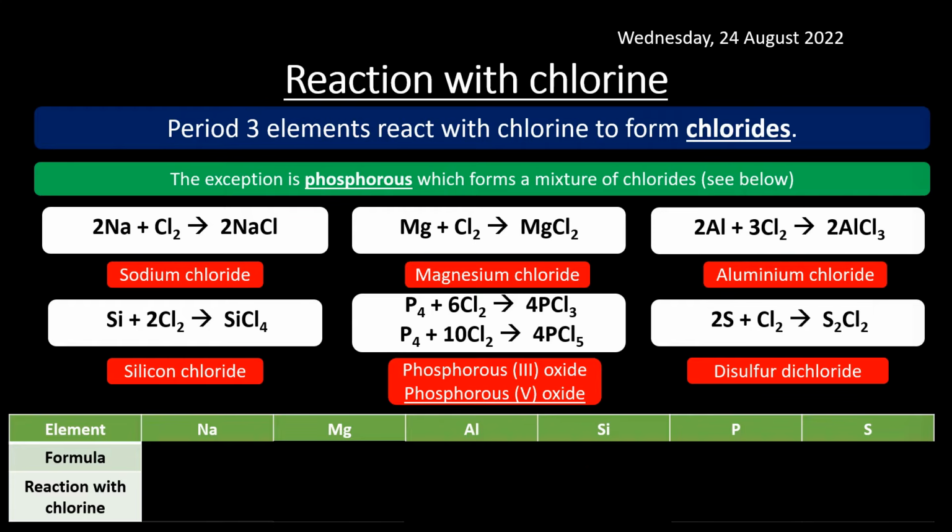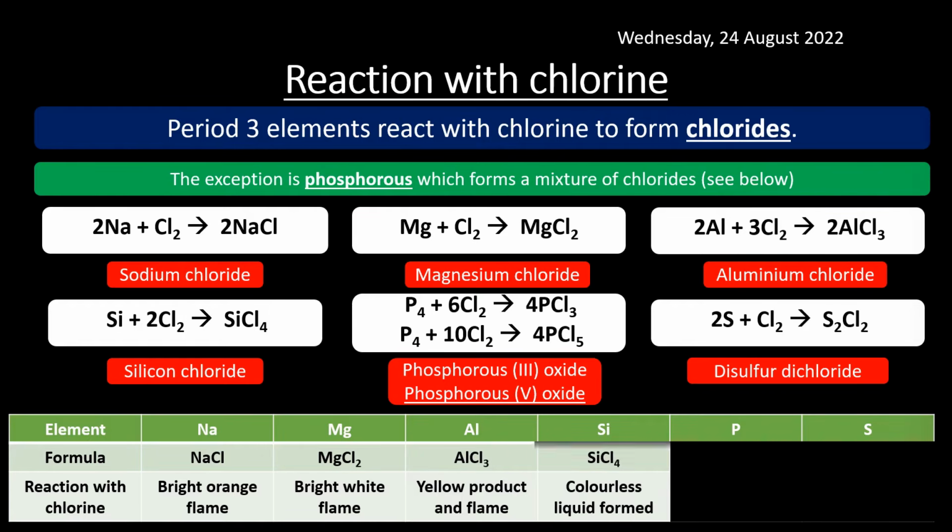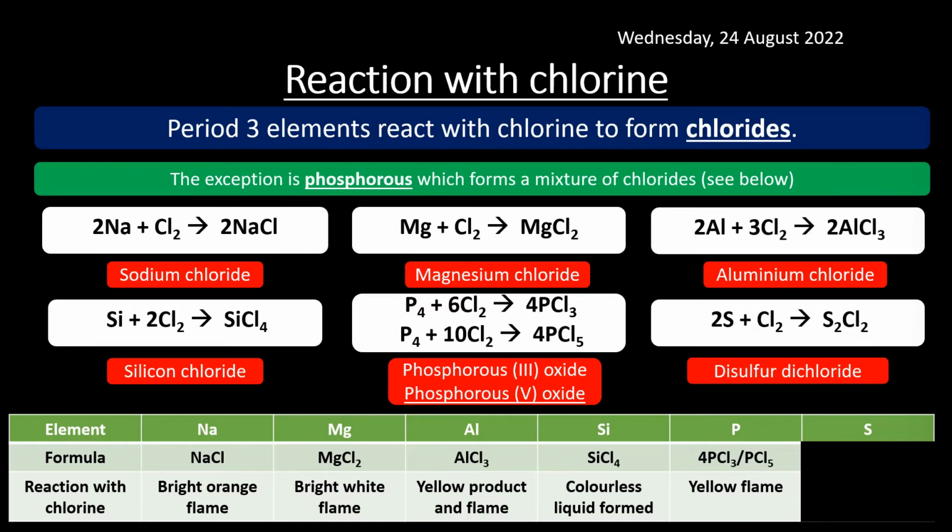And let's just have a look at some of these reactions and what you get. With sodium, you get this bright orange flame. Obviously, it's orange, so sodium. Bright white flame with magnesium, very similar to when you have it with oxygen. Aluminium has a yellow product, and you get the yellow flame as well. Silicon chloride is colourless, and a liquid is formed. PCl3 or PCl5 gives a yellow flame, and disulfur dichloride, S2Cl2, is an orange liquid.